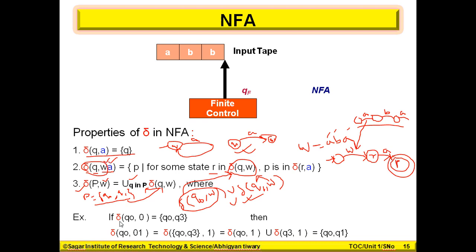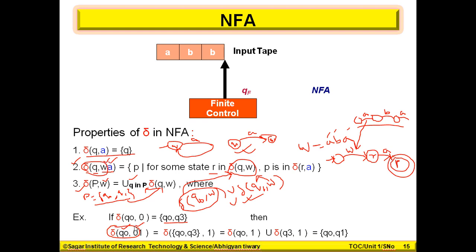So let's try to understand this example. We have a transition written here. So Q0 after reading 0 will move to two states, that is Q0, Q3. Now again I have written this one, Q0, 01. So here we are implementing the second property. We are going to implement the second property. So we are going to solve this one first.